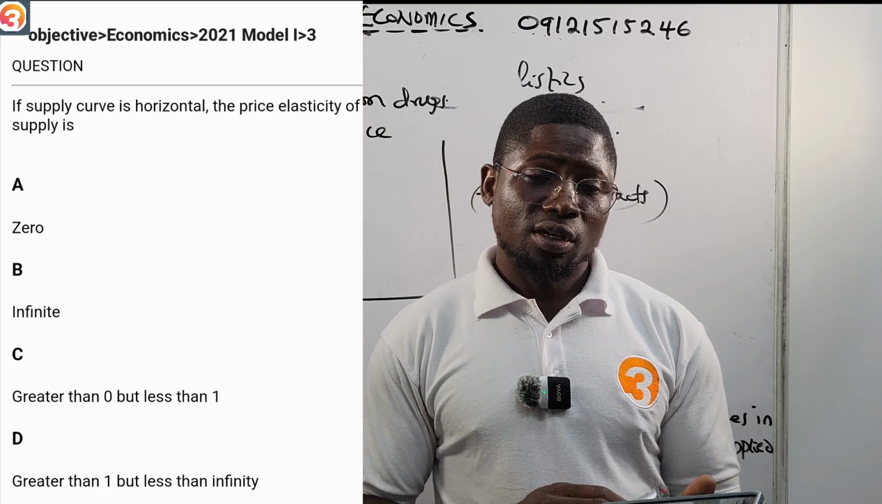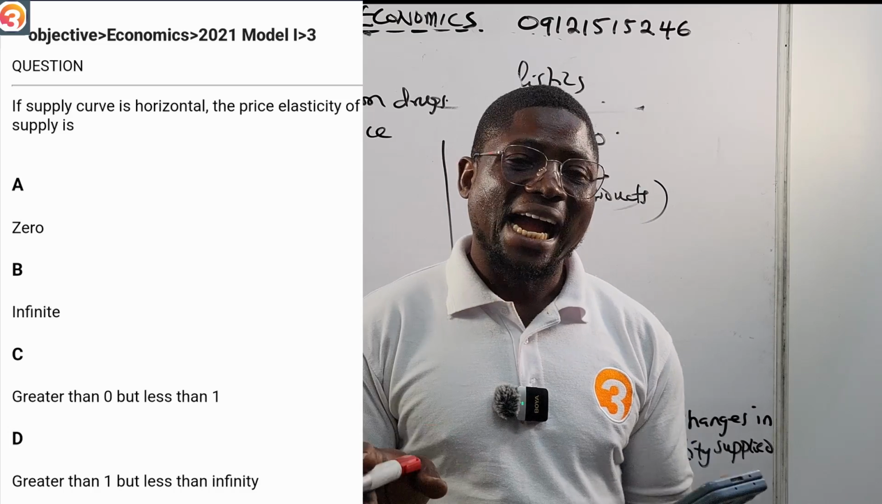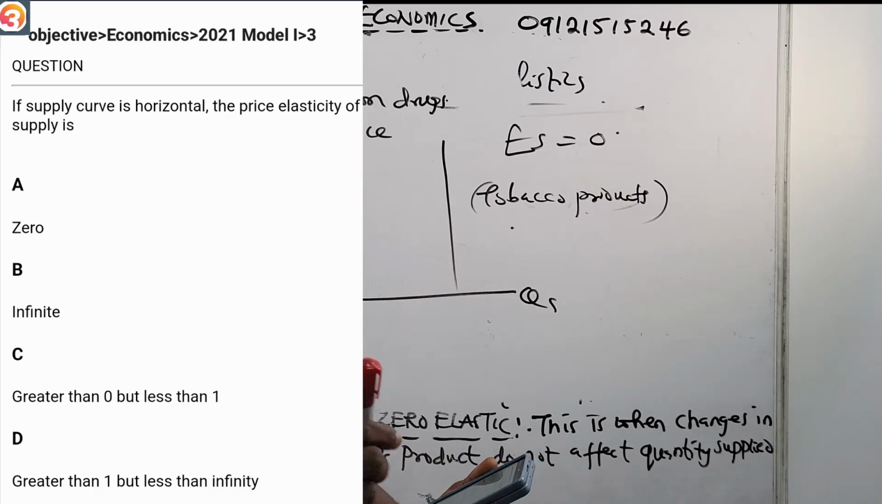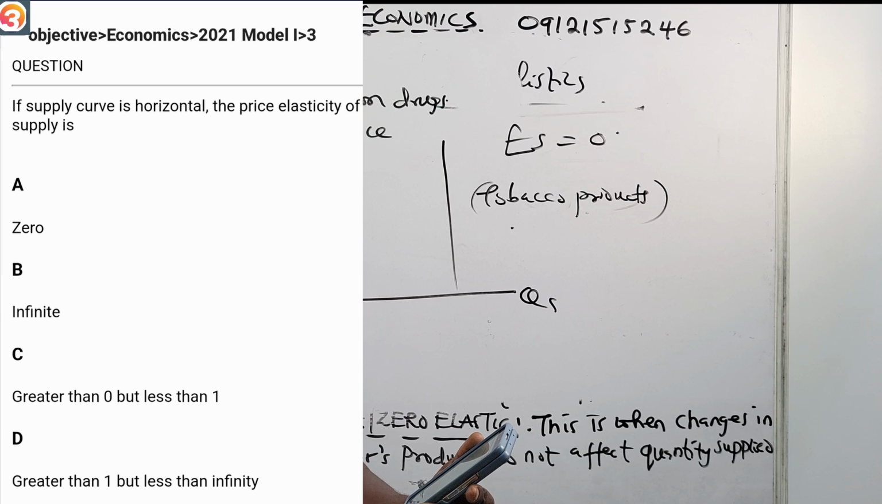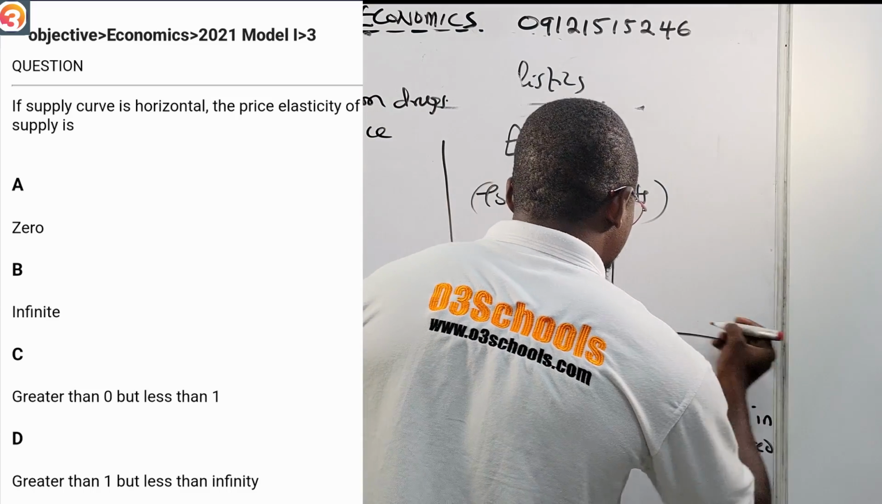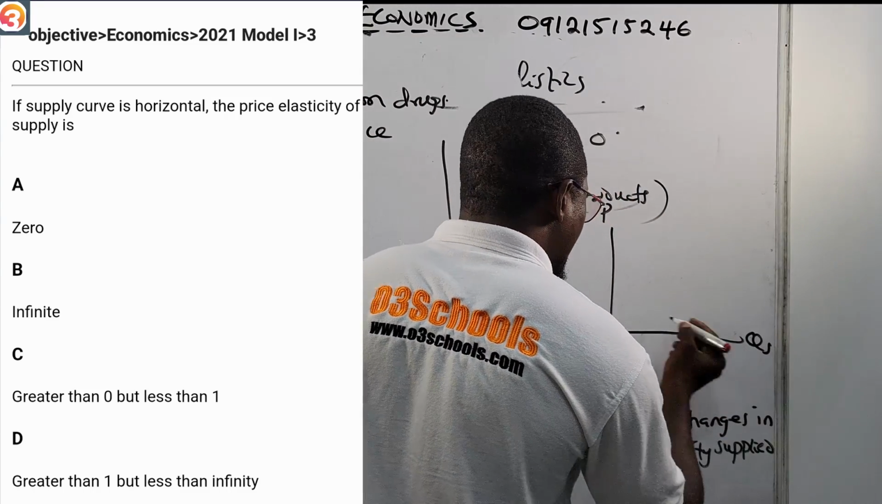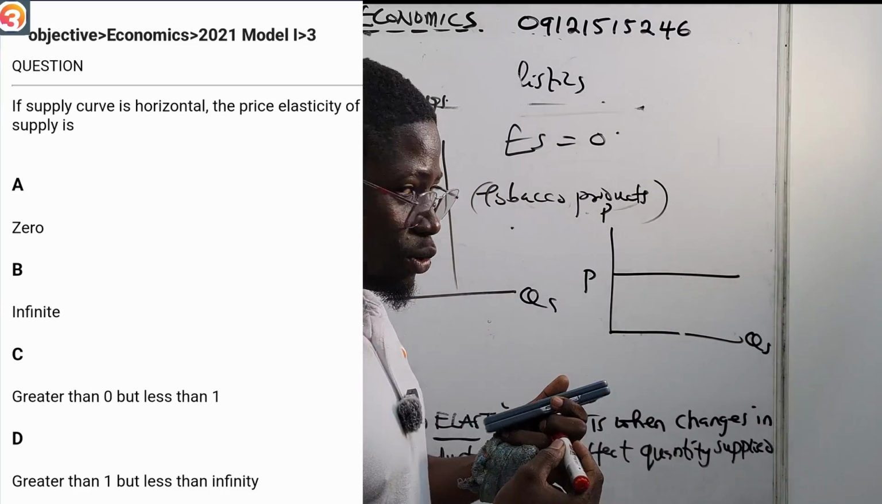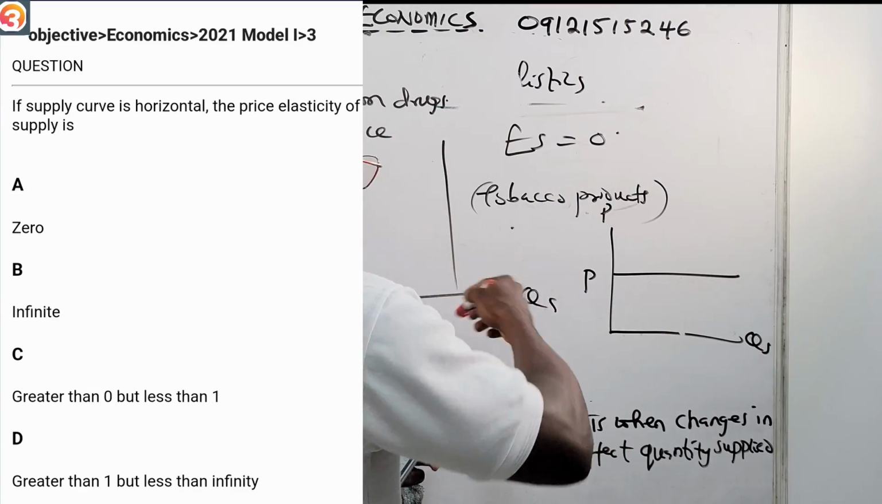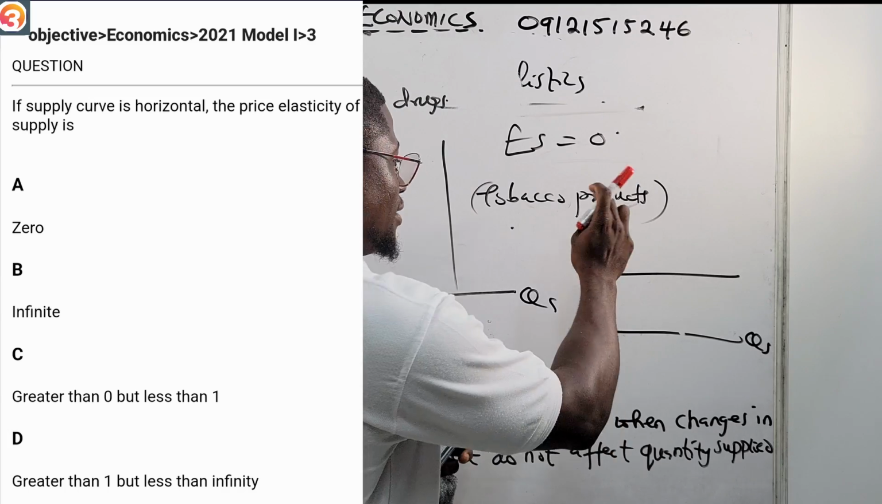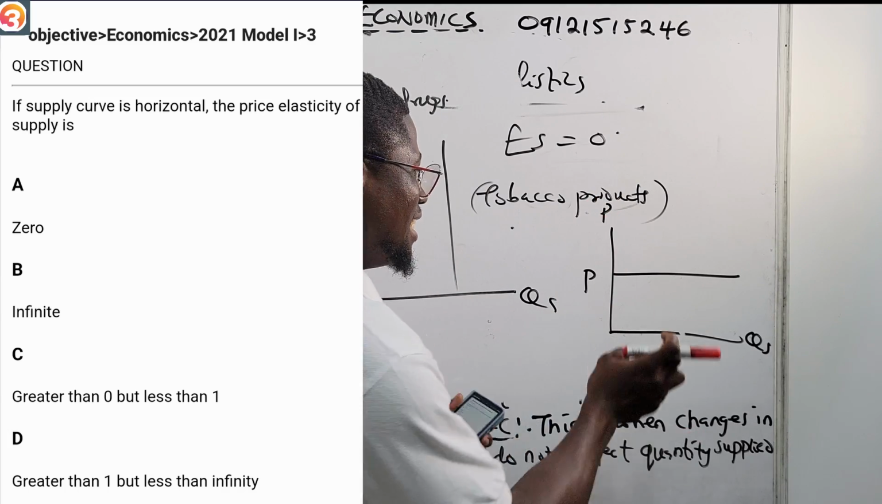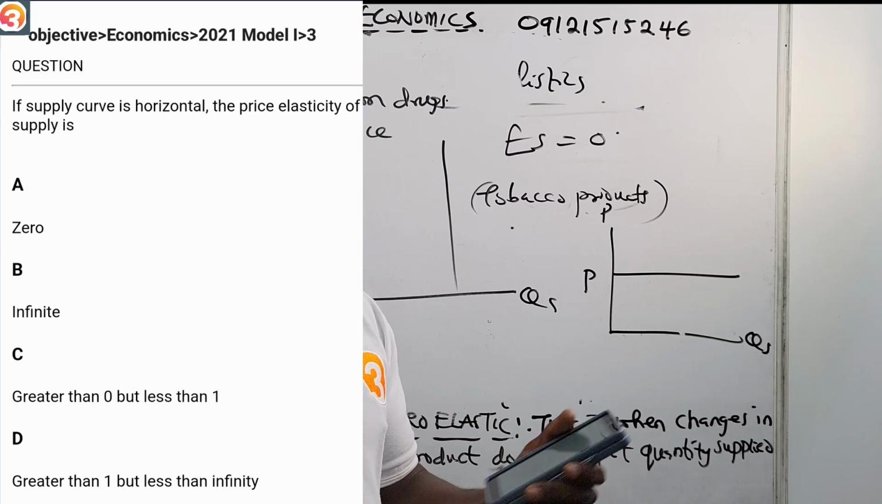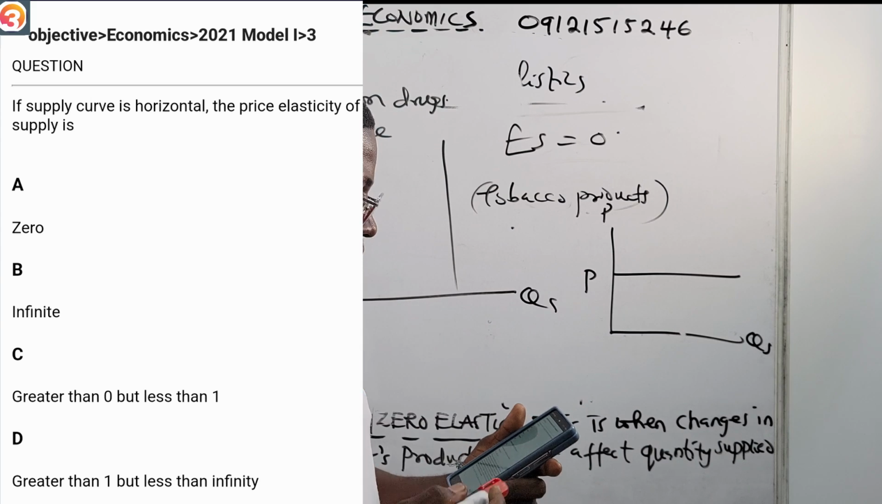2021 number 3 that we saw, they said if the supply curve is horizontal, that is what? Perfectly elastic. If the supply curve is horizontal, the price elasticity, that is this one now. This is horizontal, this one is vertical, this one is horizontal. The supply curve is parallel to the quantity axis. So that's perfectly elastic supply.